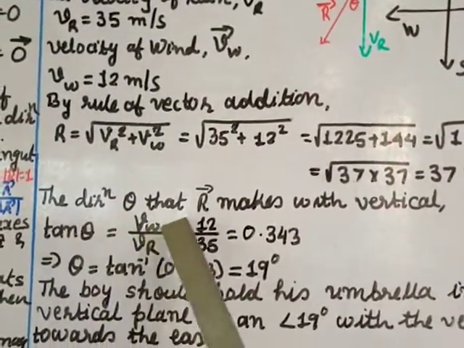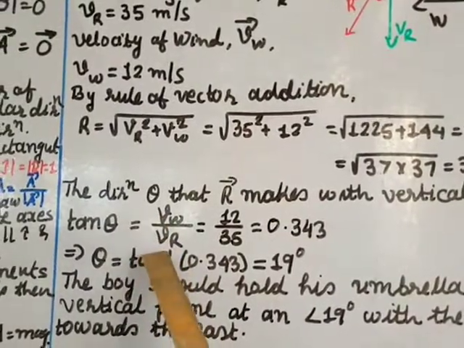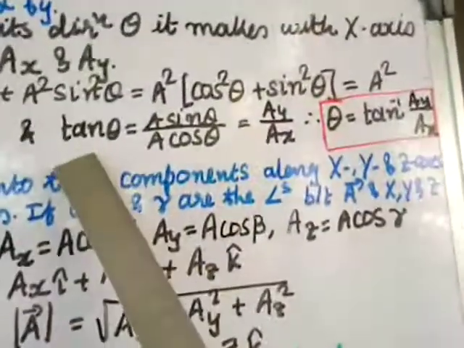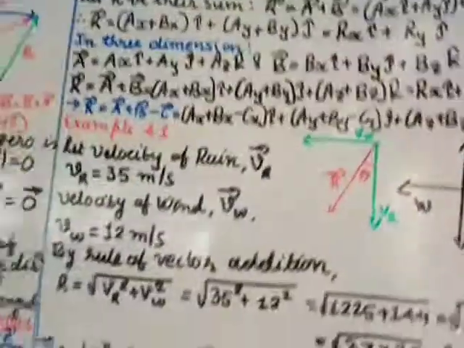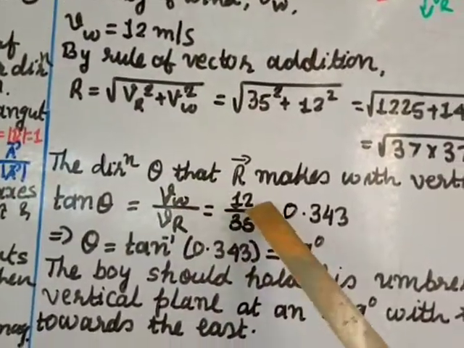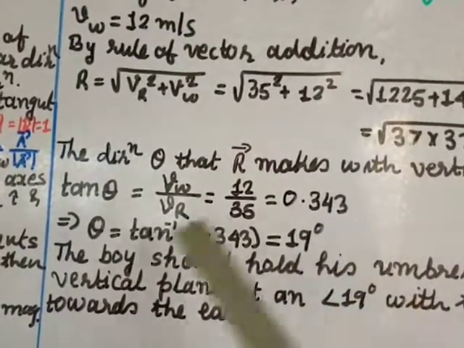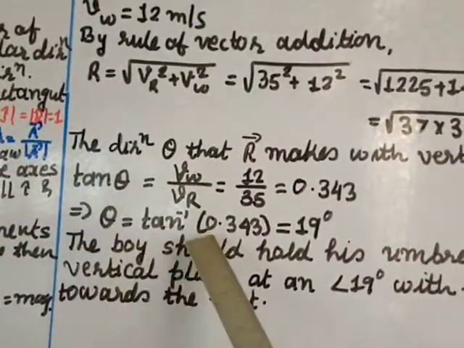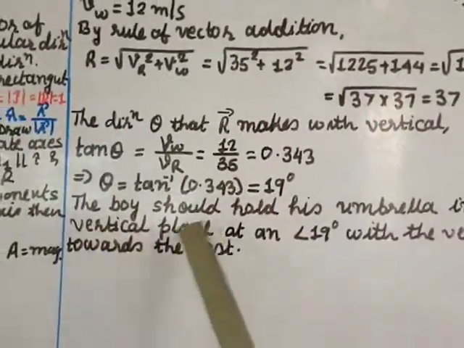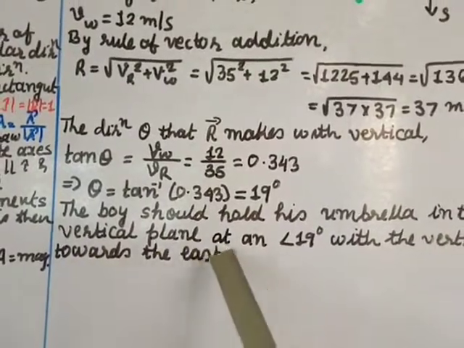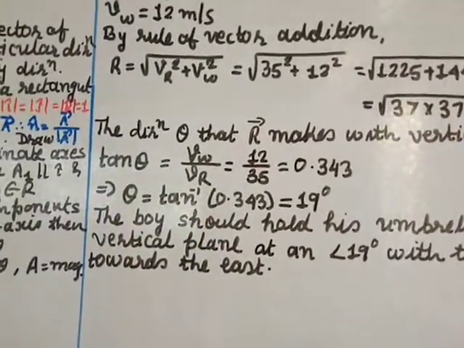The direction theta that r makes with the vertical: tan theta is equal to VW divided by VR. We are using the formula tan theta is equal to ay divided by ax. So here VW is 12 and VR is 35. Find the division, you get 0.343. Transferring tan over here, you get theta is equal to tan inverse 0.343, and this value is 19 degrees. Therefore the boy should hold his umbrella in the vertical plane at an angle of 19 degrees with the vertical towards the east. So this is the answer for example 4.1.